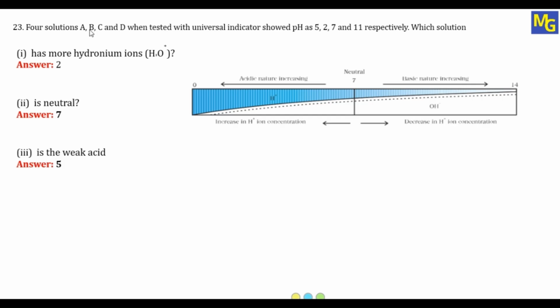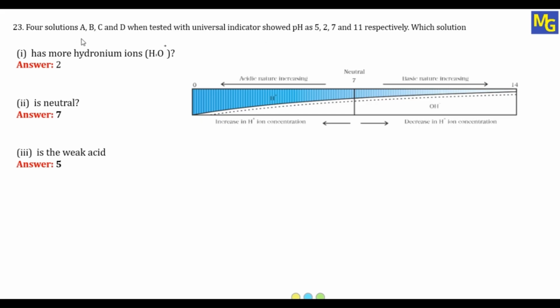So understand the question first. We have 4 solutions A, B, C and D, and we are going to test these solutions with universal indicator, which will show the pH 5, 7, 11. Depending on this, we have to answer these 3 questions. So universal indicator means what? It is the indicator which gives color depending on the presence of H plus ion. It is called universal because it is a mixture of indicators which gives different colors depending on the H plus ion concentration.